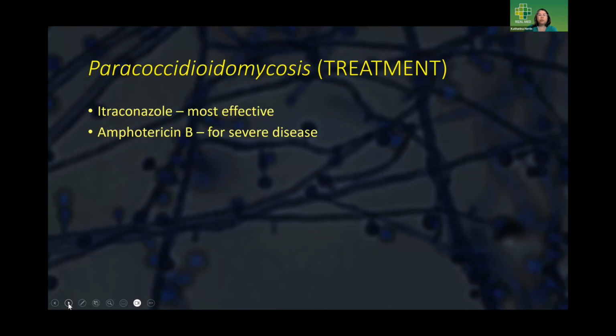Itraconazole appears to be the most effective against paracoccidioidomycosis, but ketoconazole and trimethoprim-sulfamethoxazole are also efficacious. Severe disease can be treated with amphotericin B.